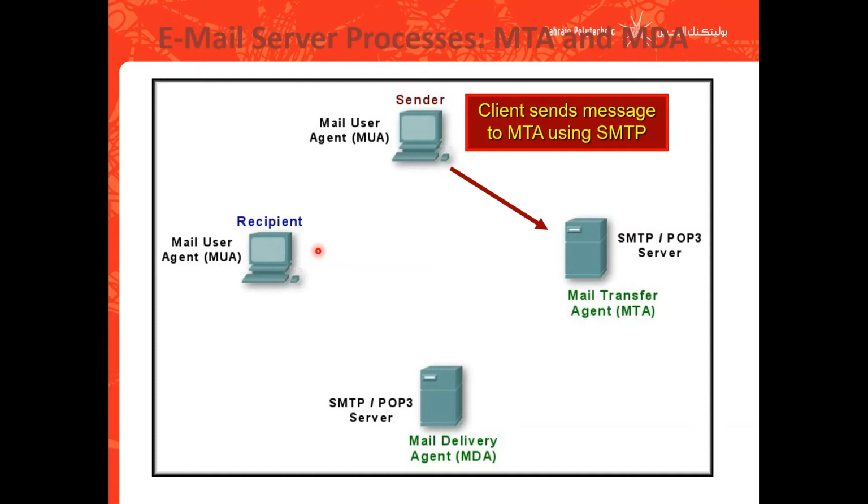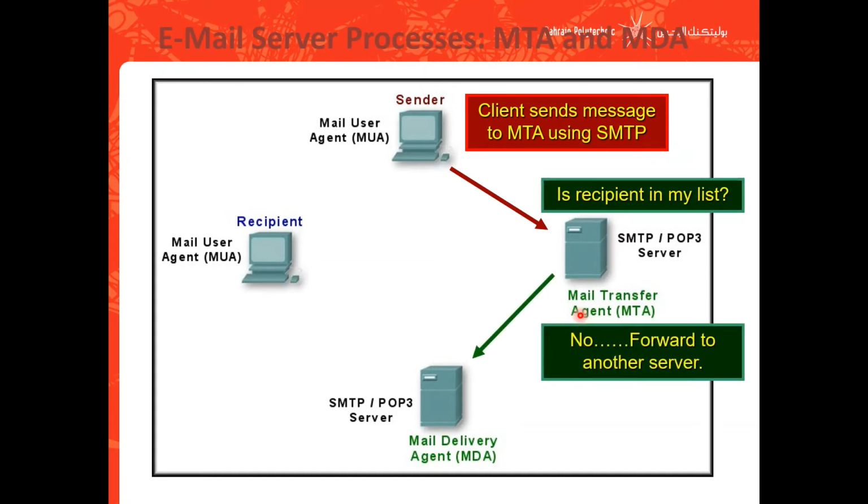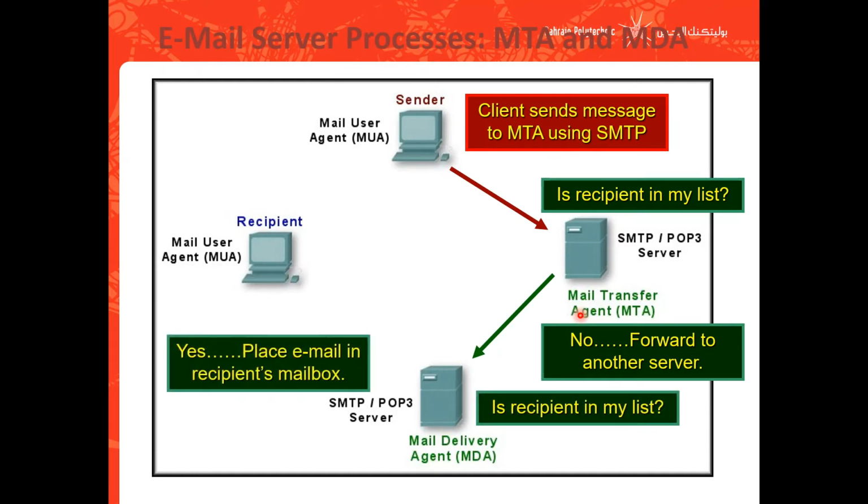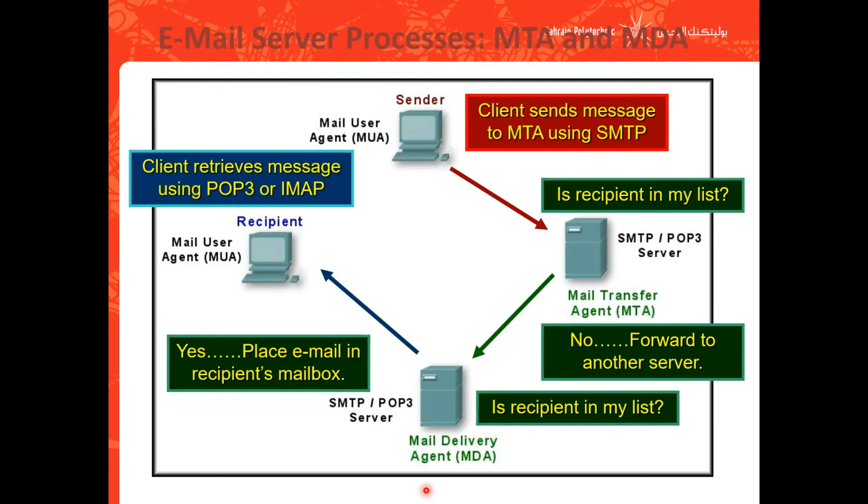Now, let's say in this case, it goes to the first MTA, which is mail transfer agent here, and it doesn't find the recipient on the server. So this particular transfer agent will transfer the email to another server. Okay. And once that server finds the recipient on its list, the email will then be delivered to the recipient's mailbox using the mail delivery agent. So the server that basically places the email in the recipient's mailbox is called the mail delivery agent.